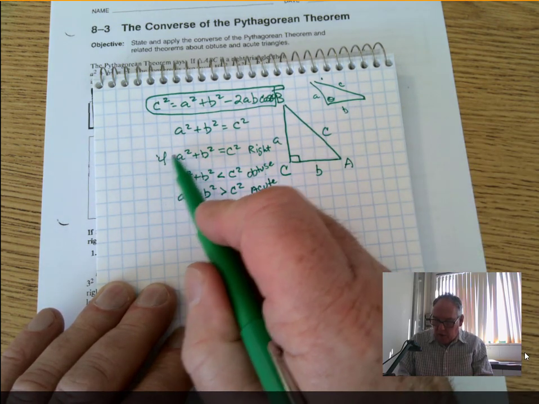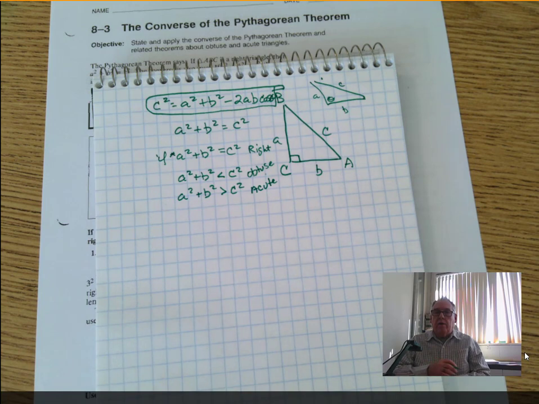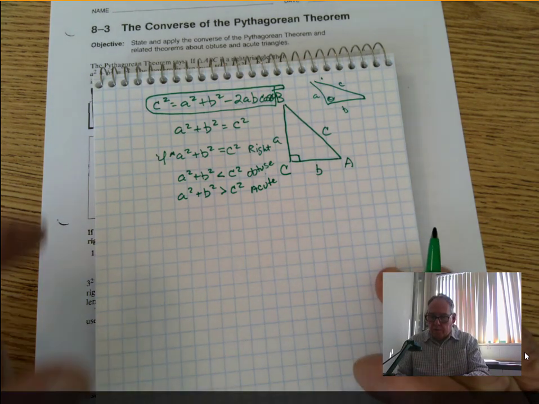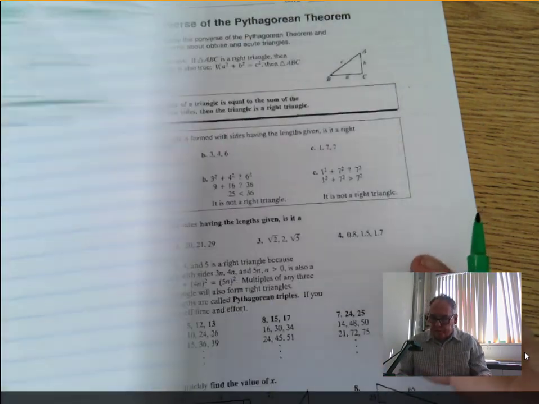So not only can you tell if you have a right triangle based on the side lengths, you can also tell what kind of triangle you have. If the squares of the two shorter sides added together are less than c squared, that angle is an obtuse angle. And if a squared plus b squared is greater than c squared, then all the angles are less than 90 degrees. So let's look at some problems that go with this.